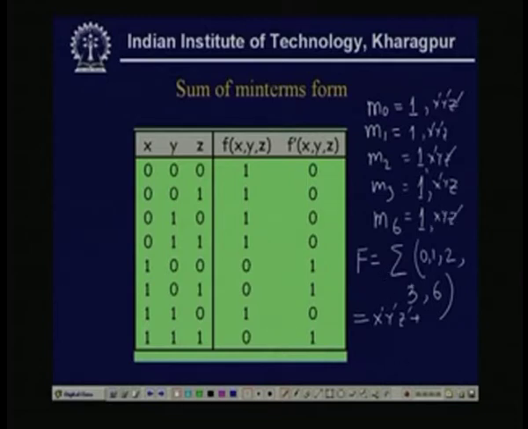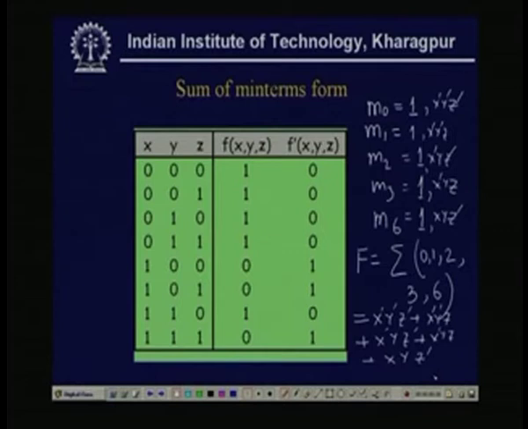So, as this is a sum of product form, I can write the OR of all these terms. So, this becomes x' y' z' plus x' y' z plus x' y z' plus x' y z plus x y z'. There are 5 ones in the f function. So, this will be the thing.